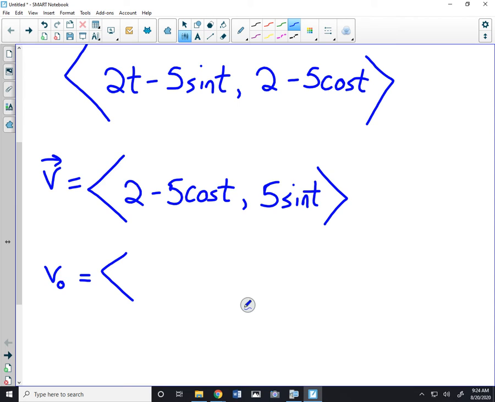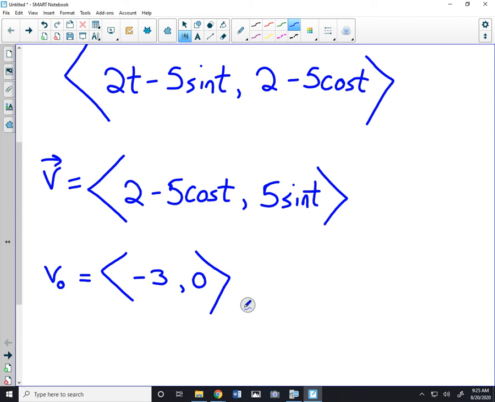2 minus 5 cosine 0. Cosine 0, you know, is 1. So 2 minus 5 is negative 3. And I plug in the 0 right here into sine. 5 sine 0 is 0.